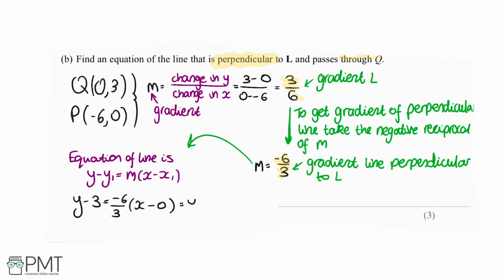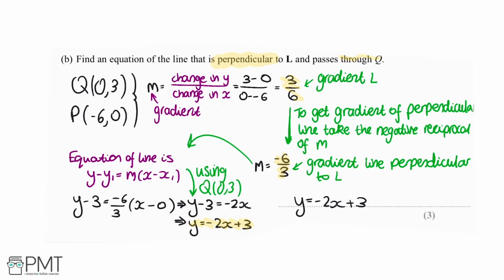So we're going to have y minus 3 equals, well, minus 6 divided by 3 is minus 2, and x minus 0 is just x, so minus 2x. And tidy that up again. We're going to add 3 to both sides. We're going to get y is minus 2x plus 3. And that is the final answer. The equation is y equals minus 2x plus 3.